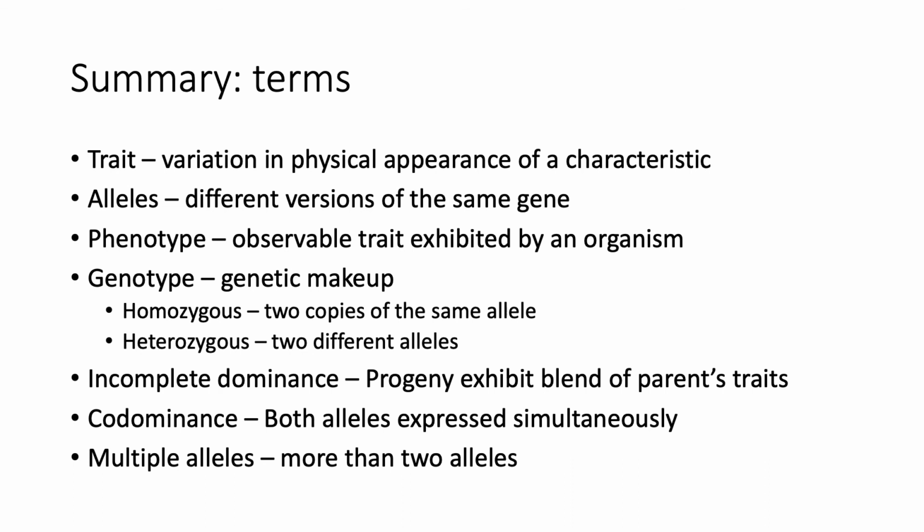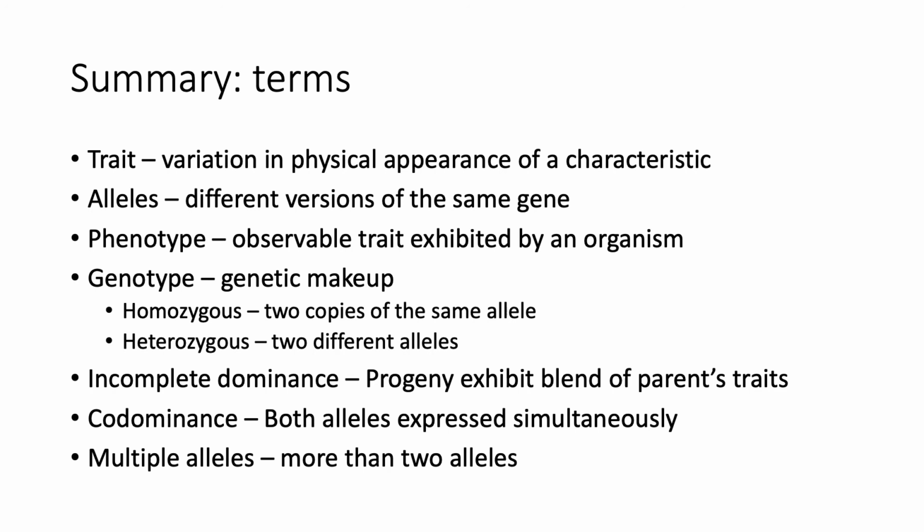Okay, now we're going to go over a brief summary of the important terms covered in this lecture. First of all, a trait is the variation in physical appearance of a characteristic. Alleles are slightly different versions of a gene. A phenotype is an observable trait exhibited by an organism while the genotype is the organism's genetic makeup. A homozygous genotype means 2 copies of the same allele, while a heterozygous genotype is 2 different alleles.